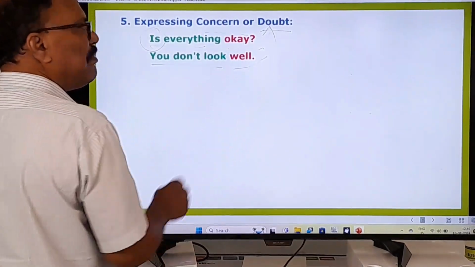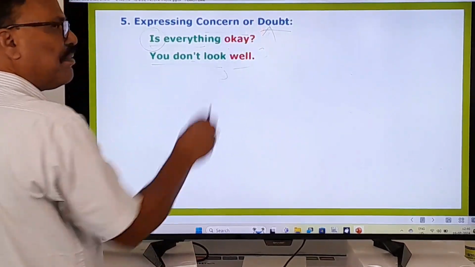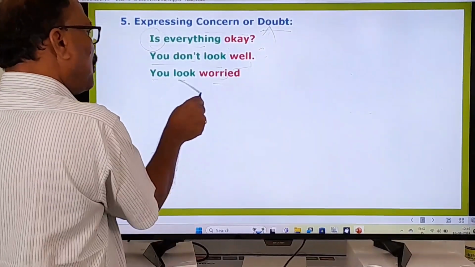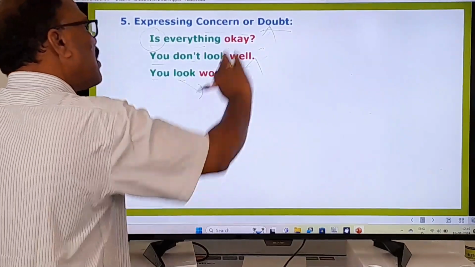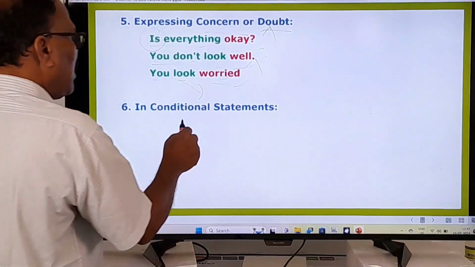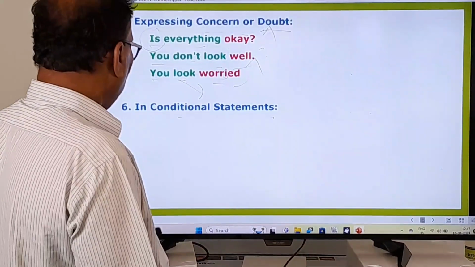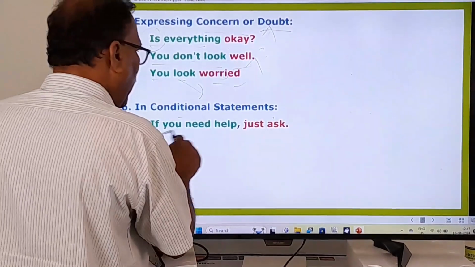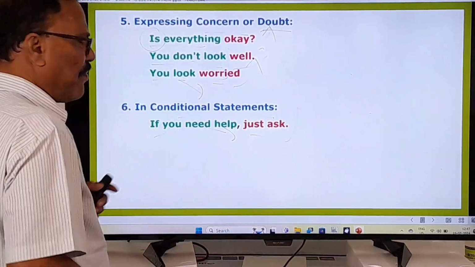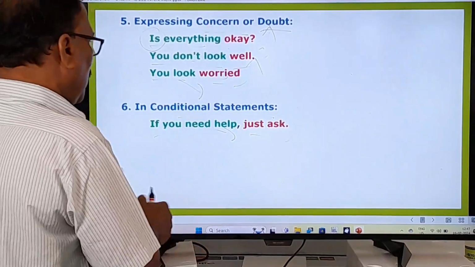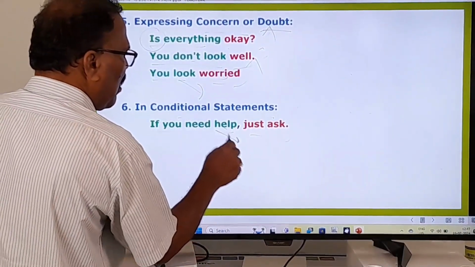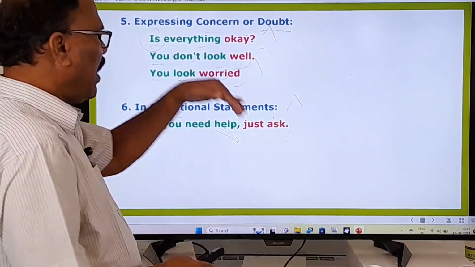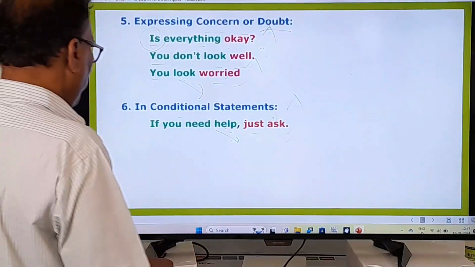You don't look well. You look worried. This is down, this is up. Okay. And in conditional statements also we use the fall and rise intonation. If you need help, just ask. So this if clause part receives the falling intonation. This main clause part receives the rising intonation. If you need help, just ask, like that.